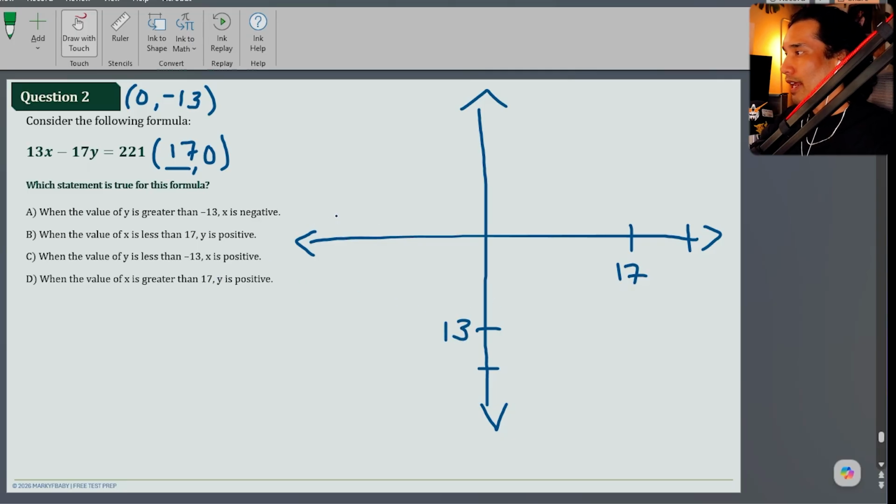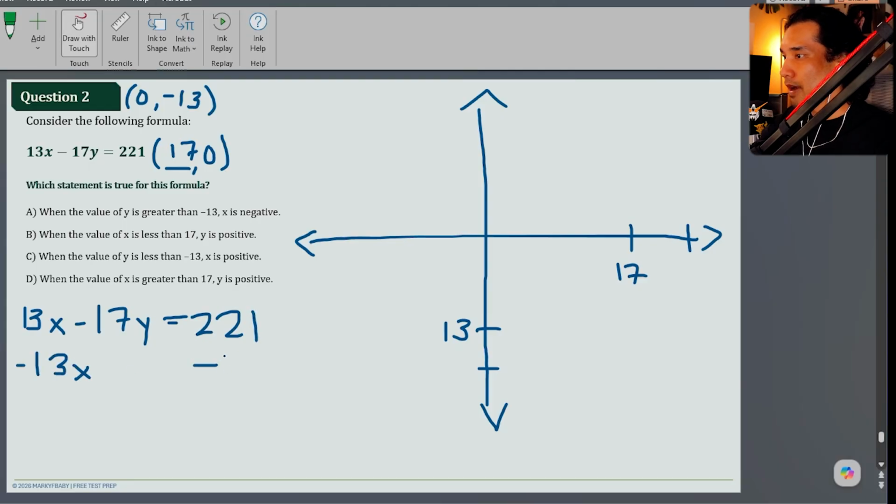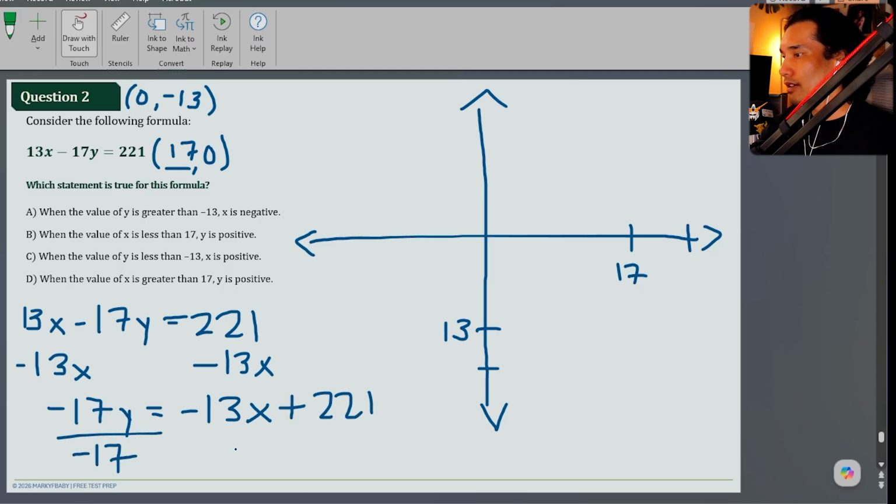Just to make sure we have the right slope, I'm going to do this. 13x minus 17y equals 221. I'm going to minus 13x, minus 13x, giving me negative 17y is equal to negative 13x plus 221. Divide by negative 17, divide by negative 17, and then divide by negative 17 here.